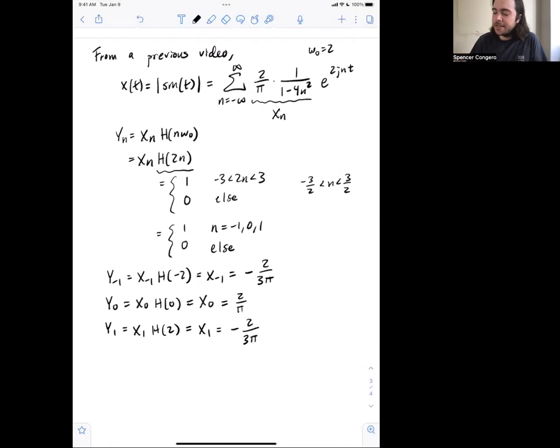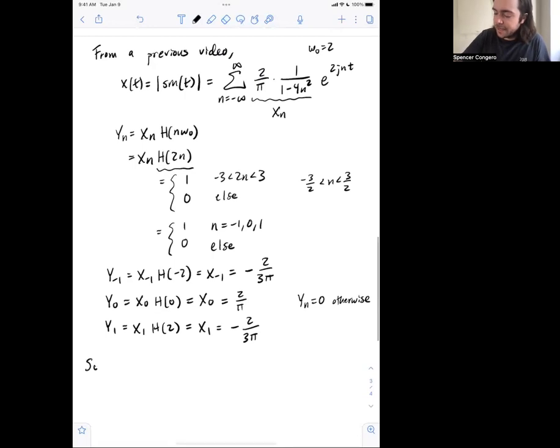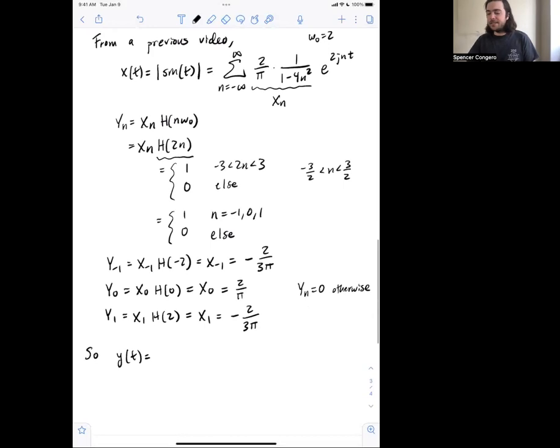Well, now I know that these Fourier series coefficients of the output equal those numbers, and y sub n equals 0 otherwise. All the other Fourier series coefficients are killed off by this 0 in the frequency response. So what do I get in the end? I can actually find my output. So y of t is just going to be the Fourier series with these Fourier series coefficients.